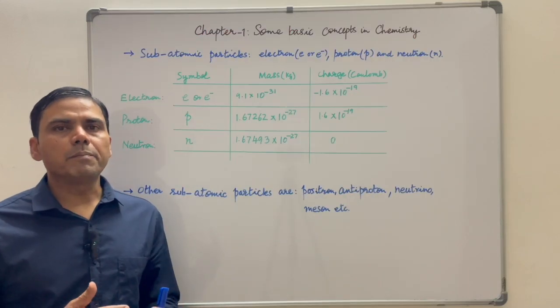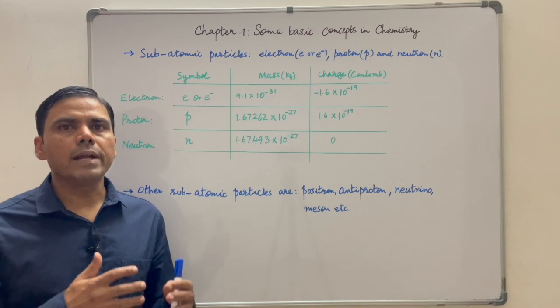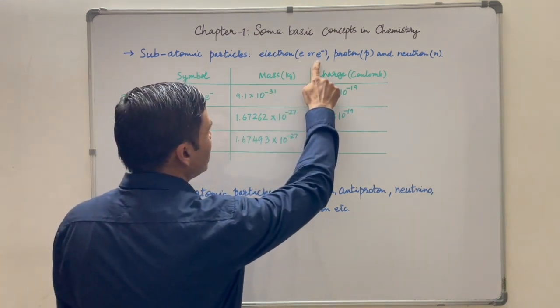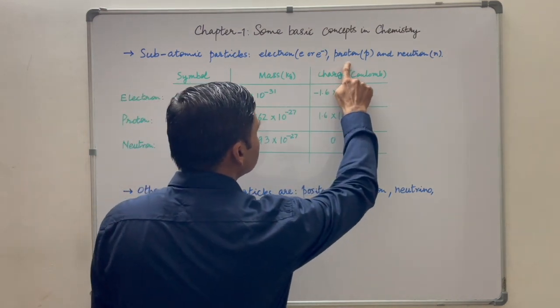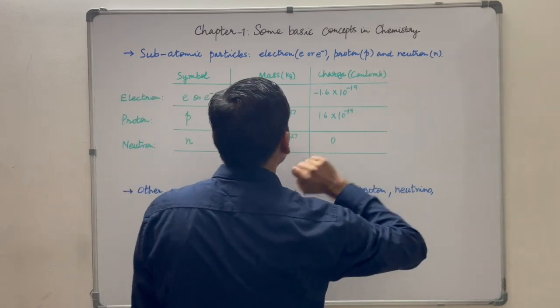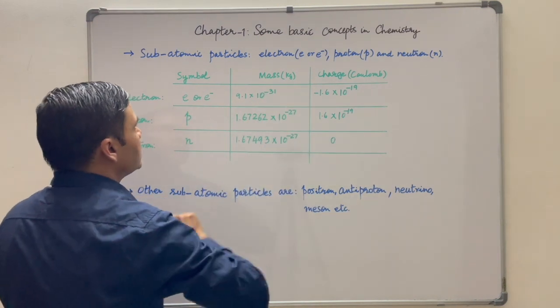There are many subatomic particles. Among them, 3 are main: electron, proton and neutron. Electron is represented by small e or small e minus, minus sign written as superscript. Proton is represented by small p and neutron is represented by small n. This table shows their symbol, mass and charge.